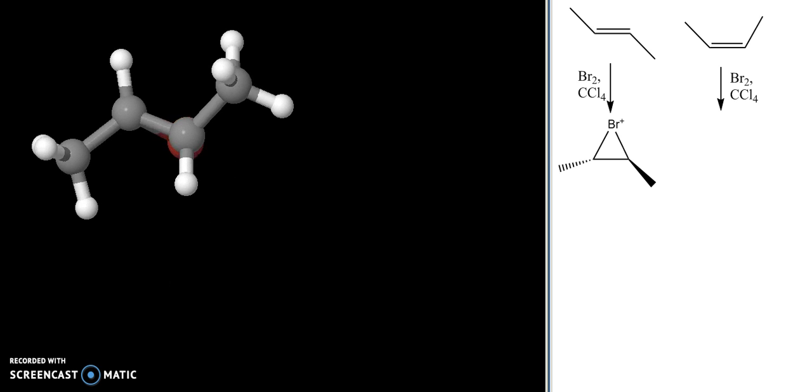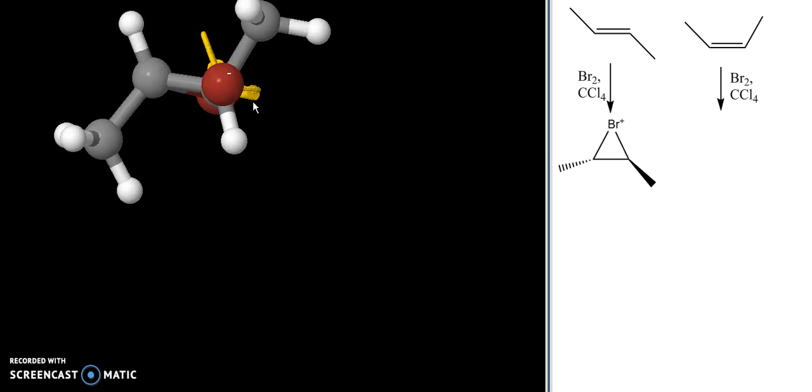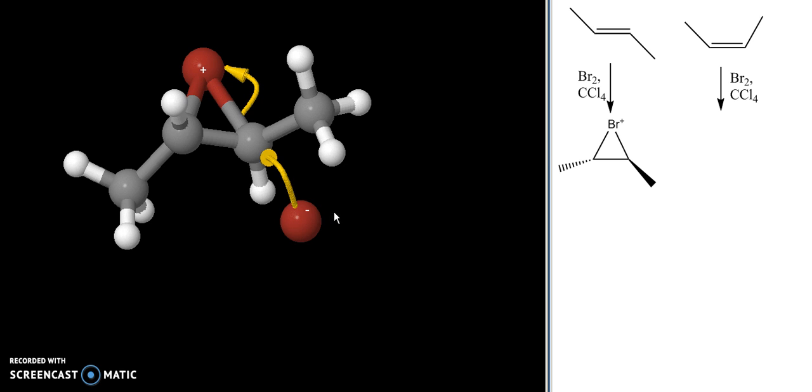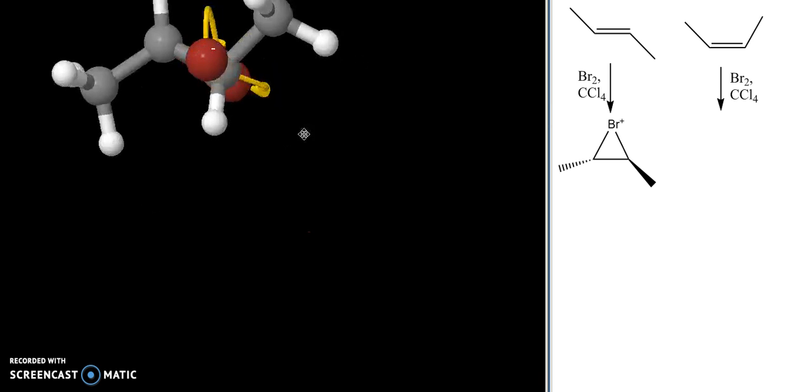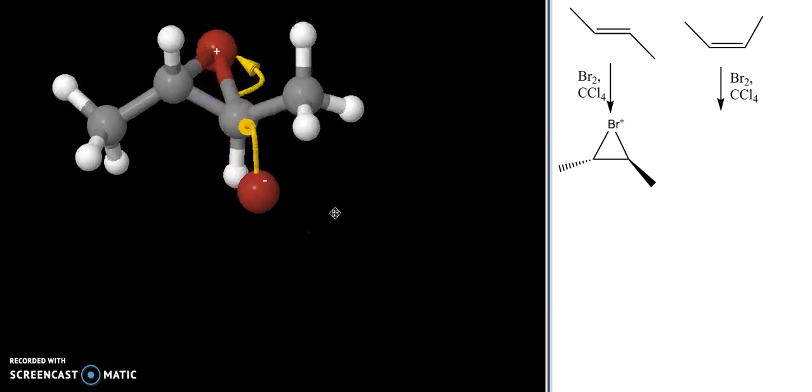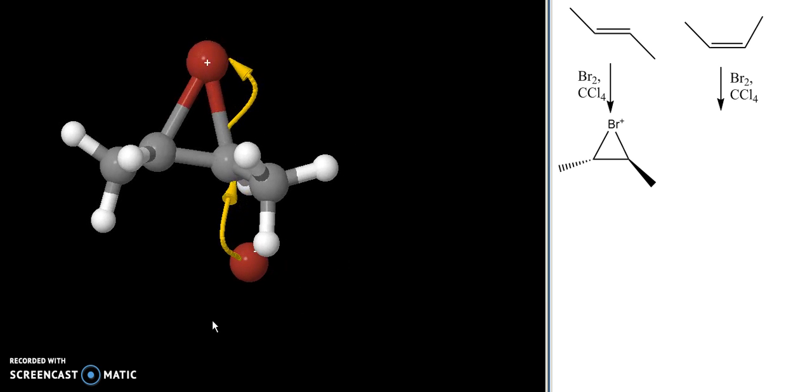The bromine is shielding one face, and the negatively charged bromide ion comes in from the opposite face. We can see that here. I've shown the arrows like this. And we can look at what the product is on the other side, and you'll notice that the bromine that comes in here is facing down. The other bromine is facing up. They are anti to one another.